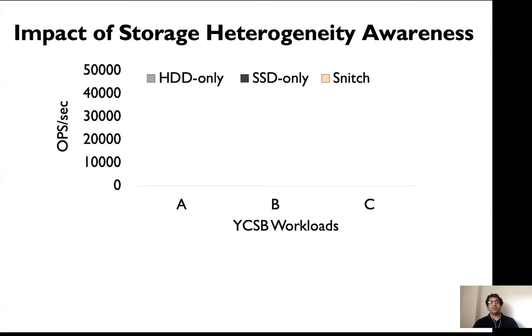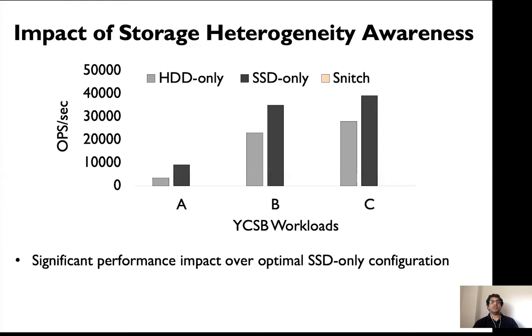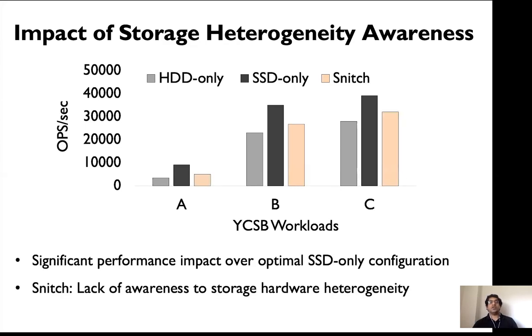First, with the HDD only configuration, we force Cassandra to route requests to only replicas with hard disk. Then we route requests to nodes with only SSD, which shows a significant performance gain, and this can be considered as an optimal performance. Next, Cassandra also has a snitching mechanism which dynamically monitors the network latency, but it fails to consider the storage heterogeneity. So as you can clearly see, the throughput significantly reduces compared to the optimal SSD only case. This motivates a need for heterogeneity awareness.